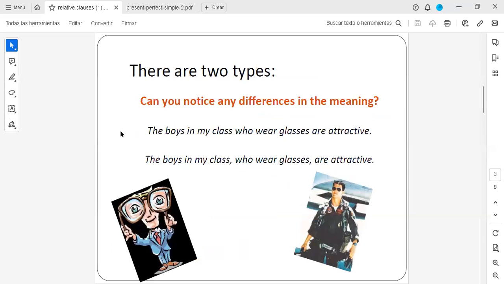We have two types of relative clauses. Look at this and try to identify if there is any difference. The boys in my class who wear glasses are attractive. The boys in my class, who wear glasses, are attractive. Do you notice any difference? We have two commas in the second one. We're going to be checking what is the difference between the two sentences and the difference in meaning.